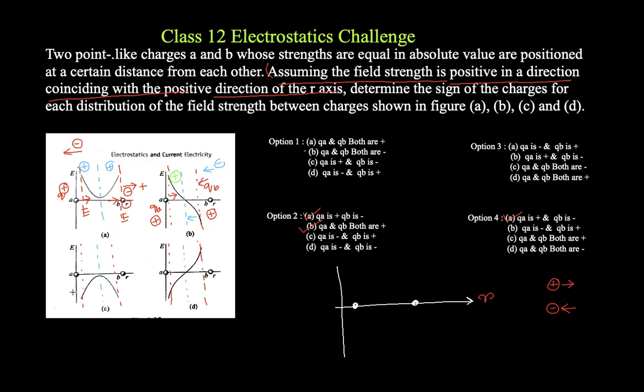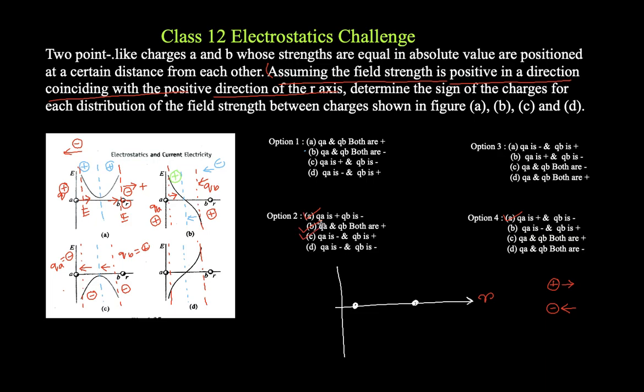Here the electric field is negative because it lies on the negative y-axis, and for QB also the electric field is negative. Negative means you have to consider the direction of the electric field like this. So for B, the electric field is away from the charge, and for A, the electric field is towards the charge. Electric field towards the charge means QA is negative and QB is positive. So here the option is correct.